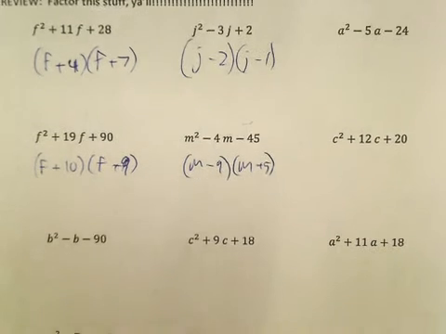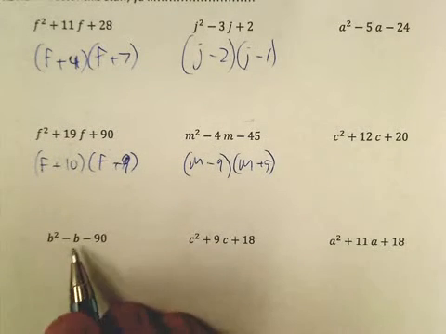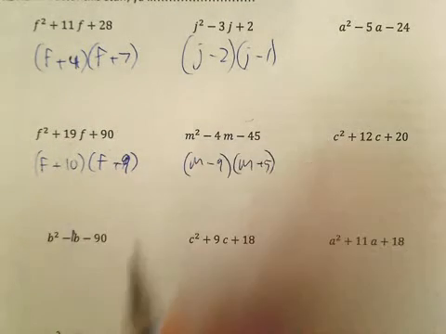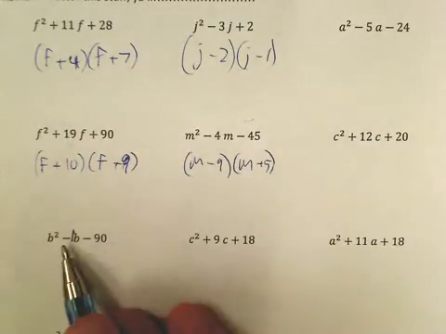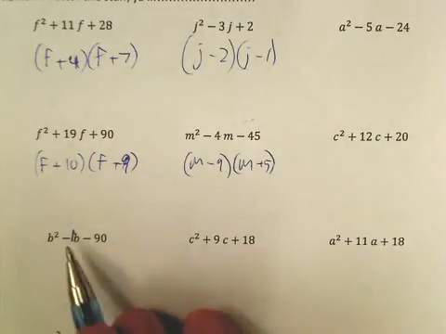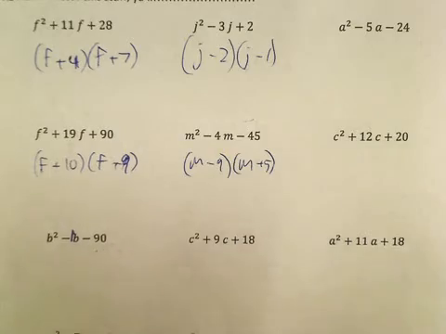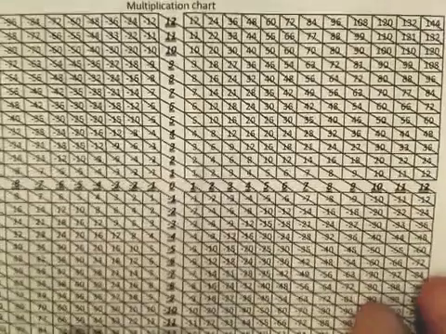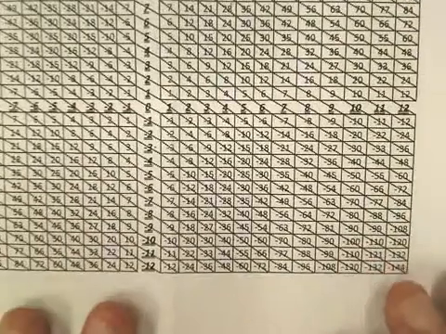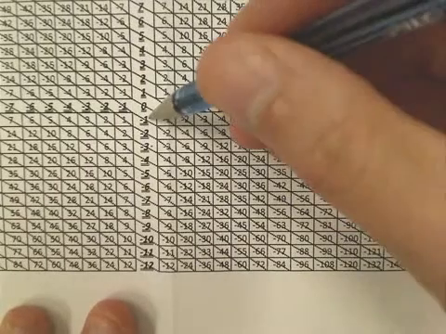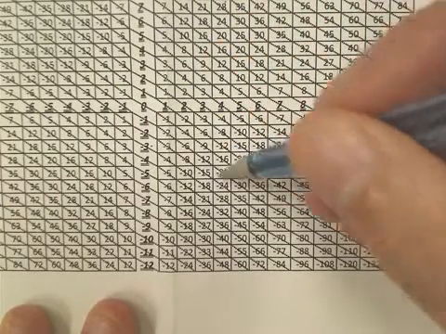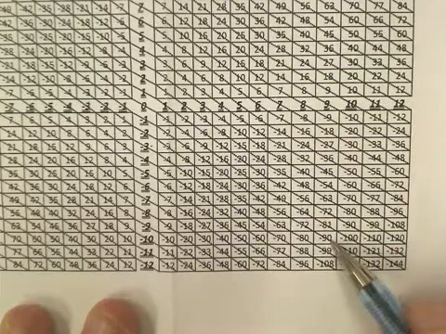Okay, I actually want to do one more. I see this one here. So this one here, that's a 1 in front of the B. So you want numbers that multiply to -90 and add to -1. So start with the -1 and follow the diagonal line to -90. You can go either way until you find it. Start with the -1 and look for -90. There it is.